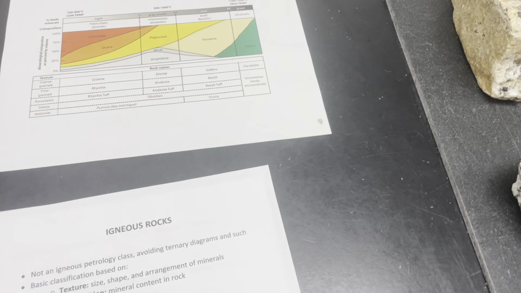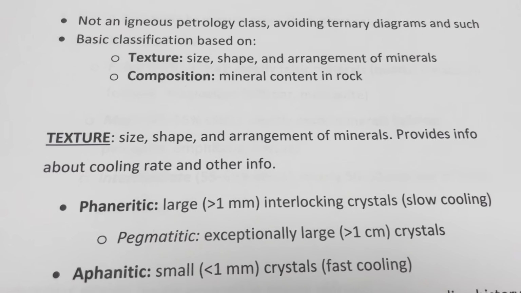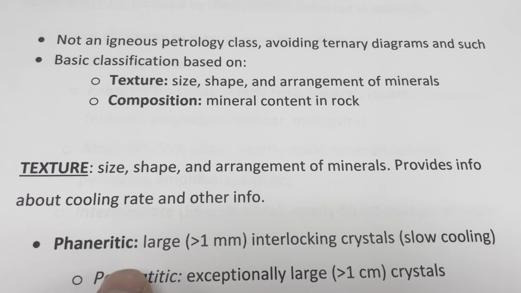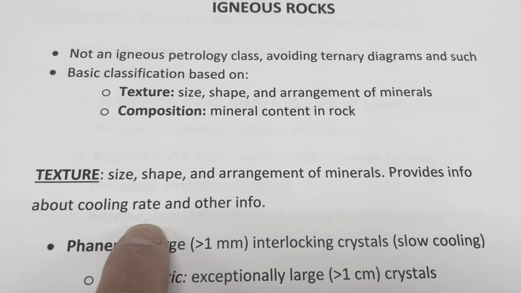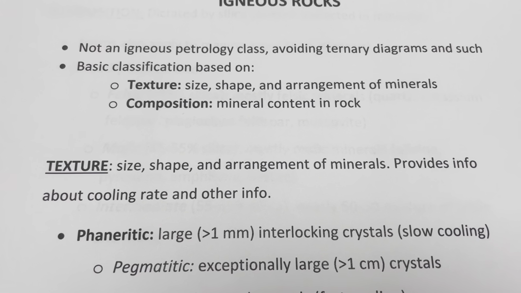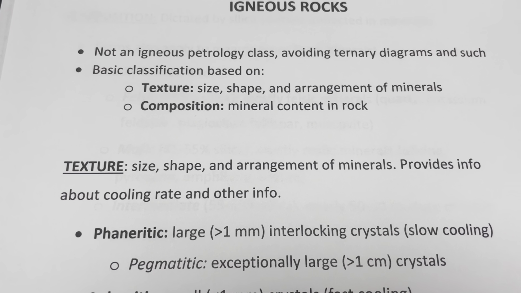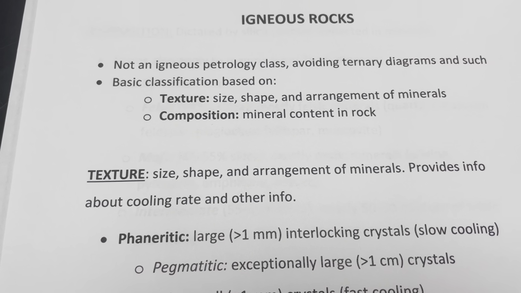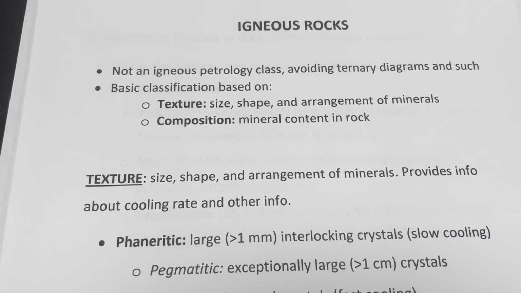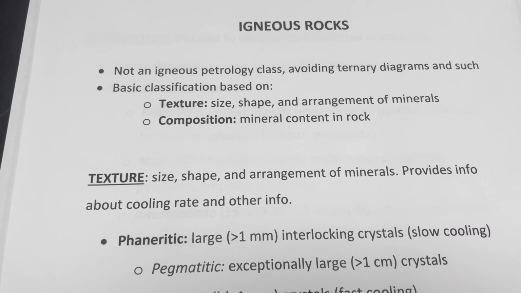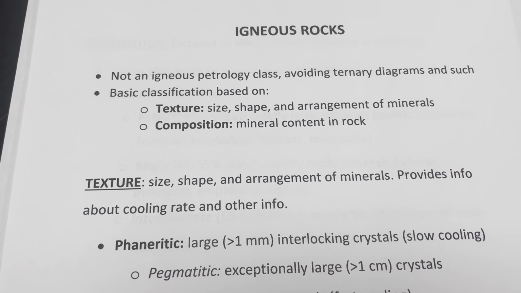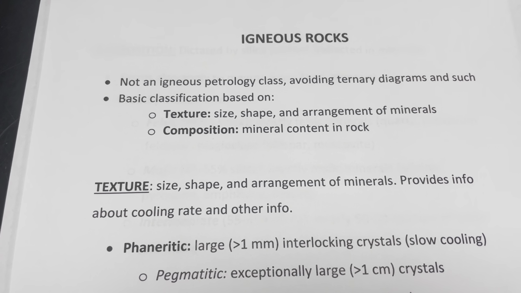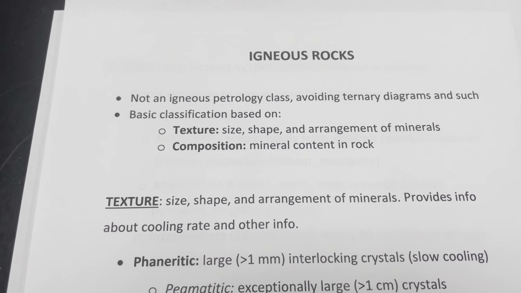So what are we going to look at? We're going to start with textures. So again, this is the size, shape, arrangement of the minerals. The textures are important because they tell us a lot about the cooling rate of the magma. They tell us, superficially, whether the magma cooled slowly underground, maybe miles beneath the Earth's surface, or if that magma erupted from a volcano, so it's lava now, and cooled more quickly at the Earth's surface. So the way the minerals are put together and their sizes is very instructive.